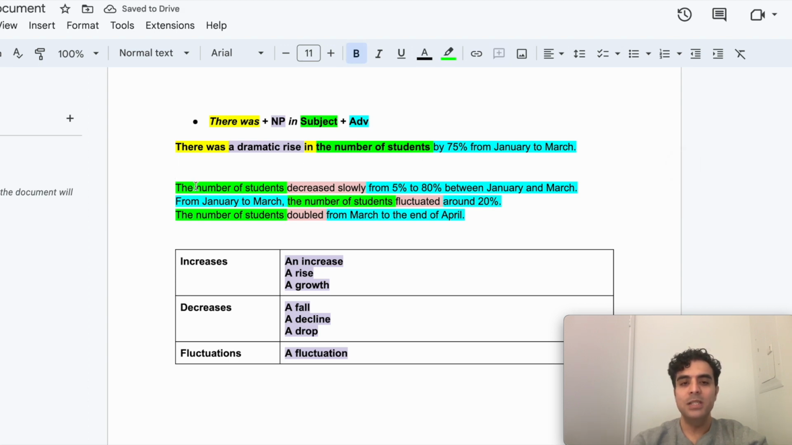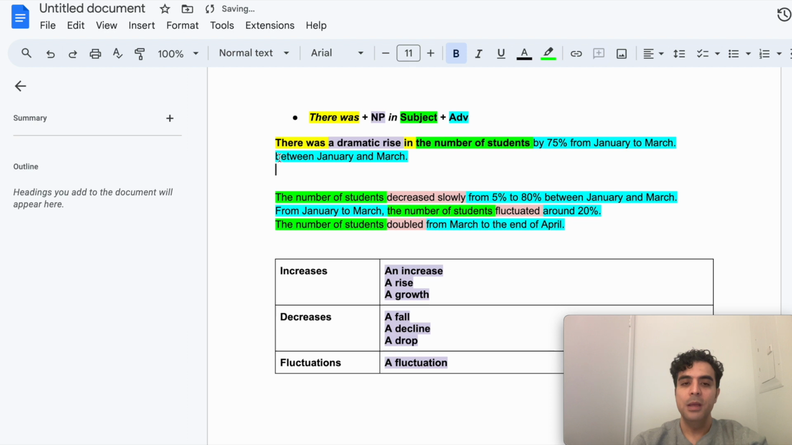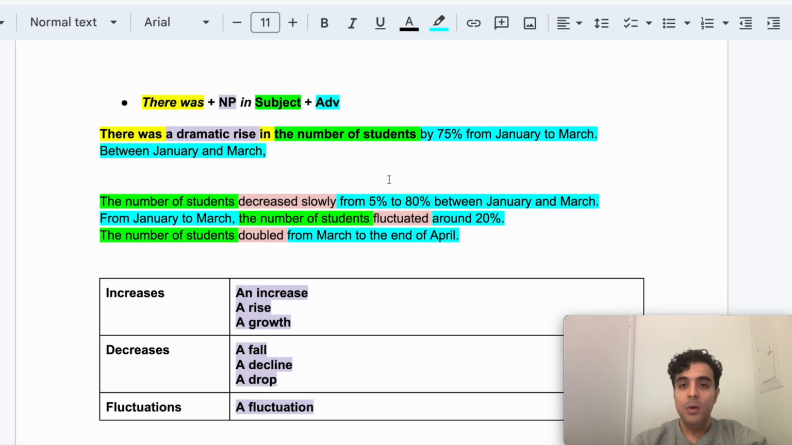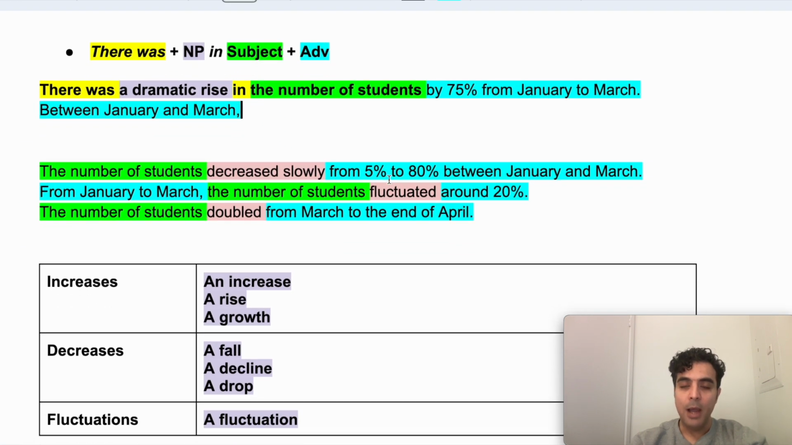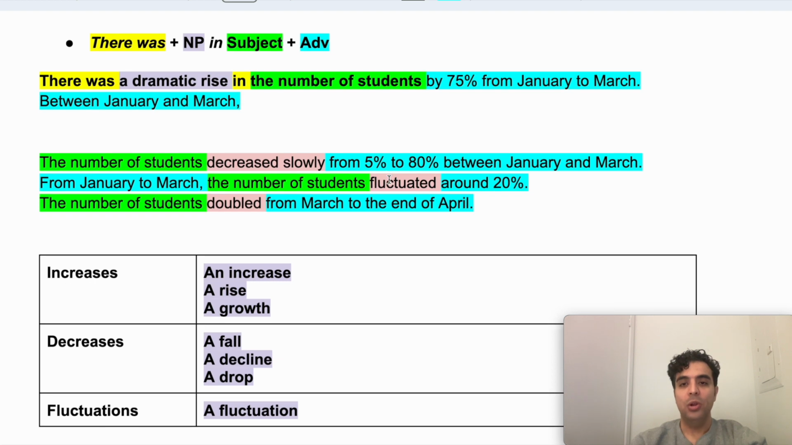The second sentence was, the number of students decreased slowly from 5% to 80% between January and March. You know what? I'm feeling adventurous today, so I'm gonna create more variety. So what can I do? Well, I'll start with this adverb. My sentence will begin with between January and March. Now, very important tip here. Whenever you start with an adverb of time, like between January and March, you always need a comma. So there should be a comma after the initial adverb.